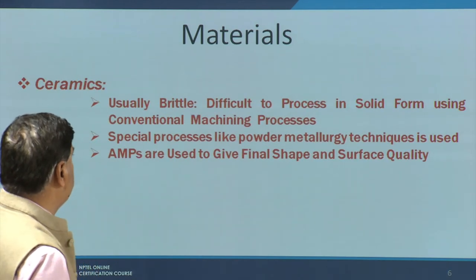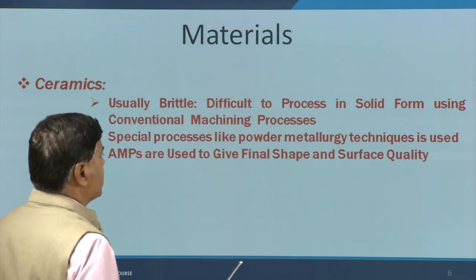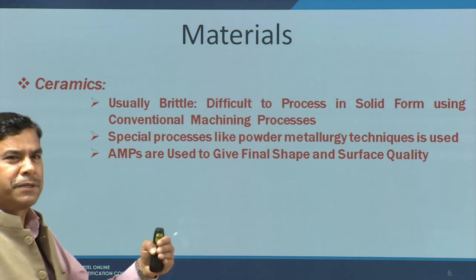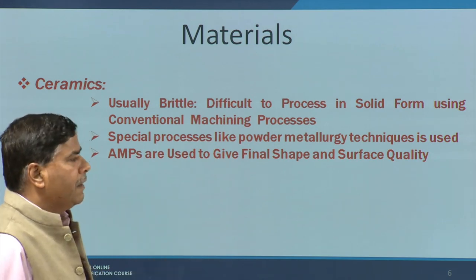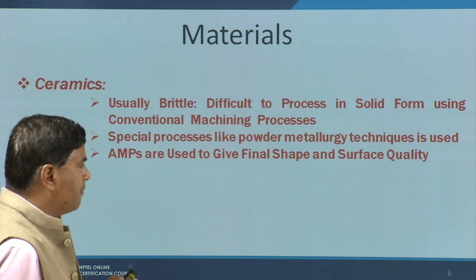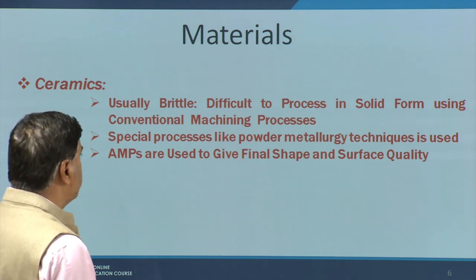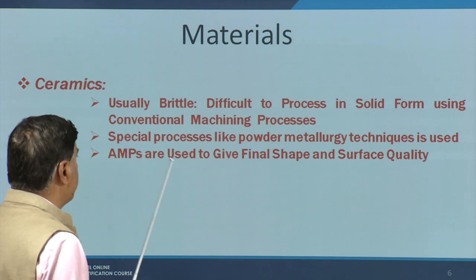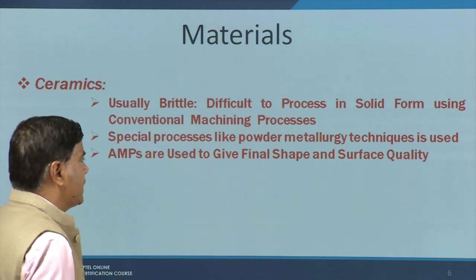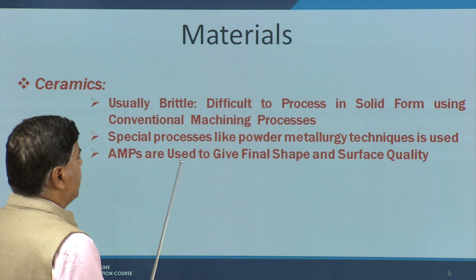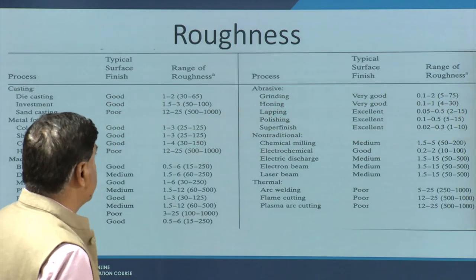Now, we will see the ceramics, which are usually brittle and difficult to process in solid form using the conventional processes, and therefore conventional machining processes are normally not applied. Because of high hardness and brittleness, they are difficult to be processed through forming based processes and joining based processes. Therefore, advanced machining processes are used for processing the ceramic materials, and sometimes a special process like the powder metallurgy technique is used to get the desired size and shape, or an advanced manufacturing process can be used to get the desired shape and the surface quality when using the ceramics.